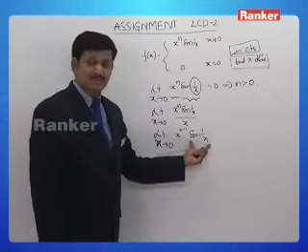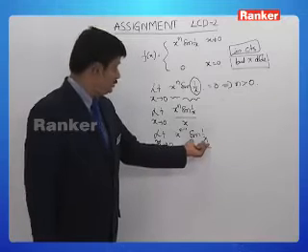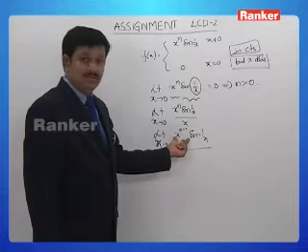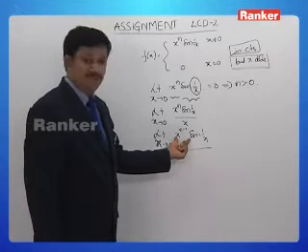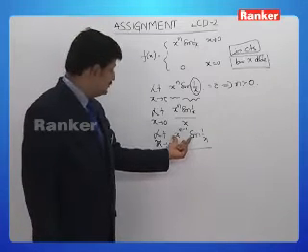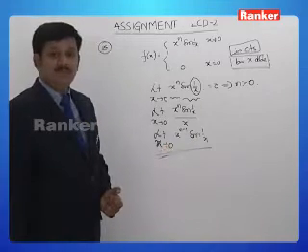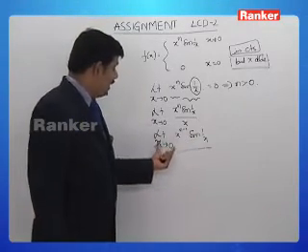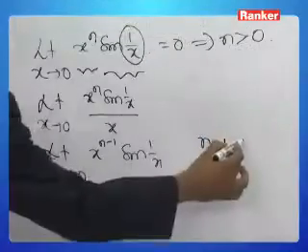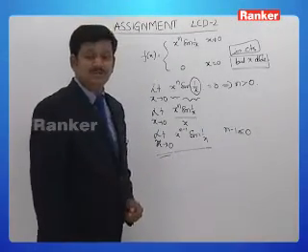Now, sin 1 by x as x tends to 0, we know lies between minus 1 and 1, but we are not sure what it is going to be. So, for this limit not to exist, either this has to be 1 or this has to be infinitely large, but this can't be 0. Once this is 0, this limit exists and the function is going to be differentiable. So, x power n minus 1 should not tend to 0 as x tends to 0. So, n minus 1 should be less than or equal to 0.